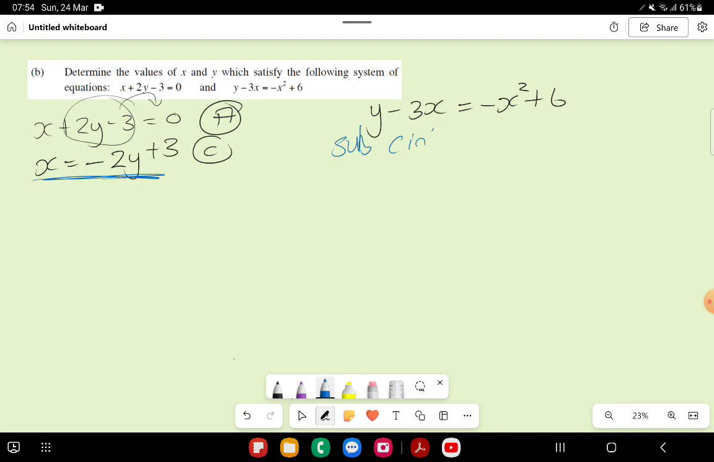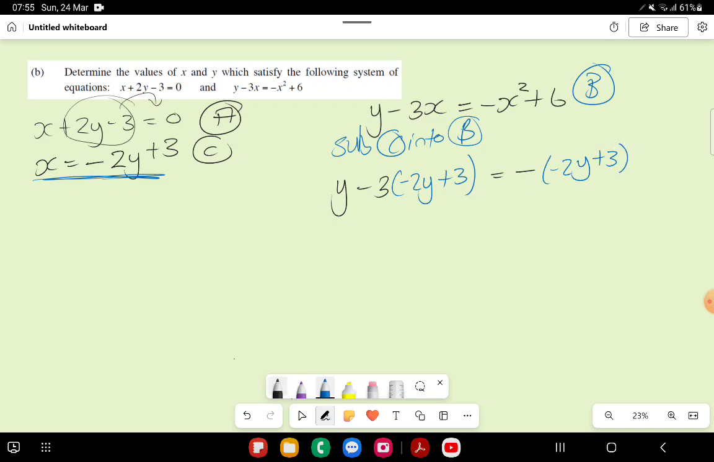Substitute C into B. What's B? This one is B. So that means that every time I see x, I'm going to put that equation. So y minus 3 times negative 2y plus 3 is equal to negative 2y plus 3 squared plus 6. So on the left hand side, y plus 6y minus 9 is equal to, now I need to square this bracket, right?